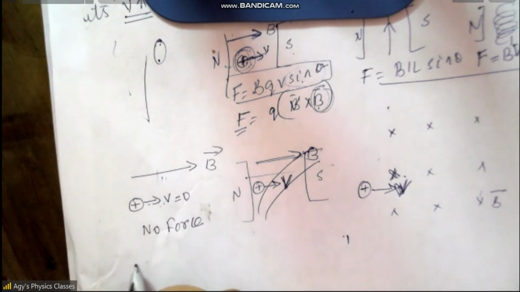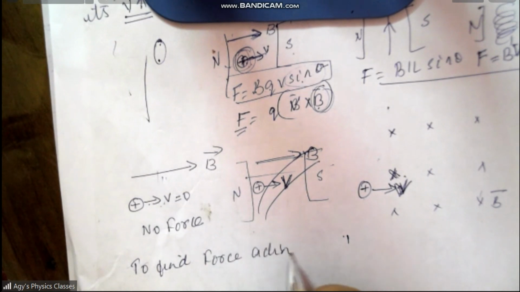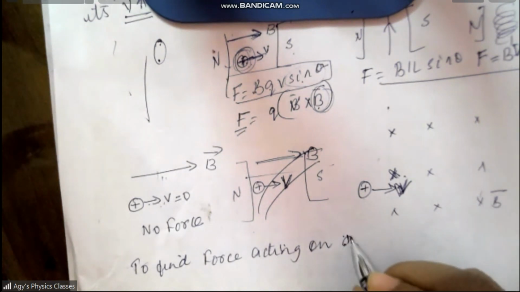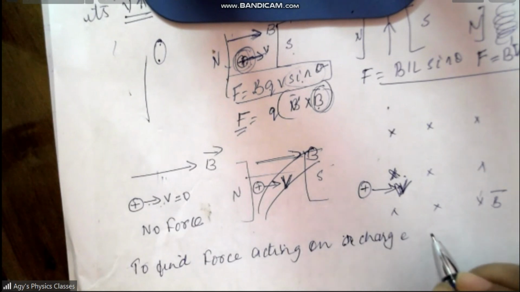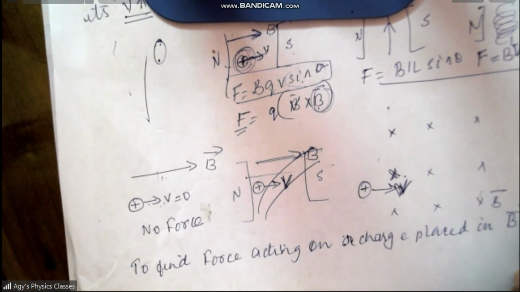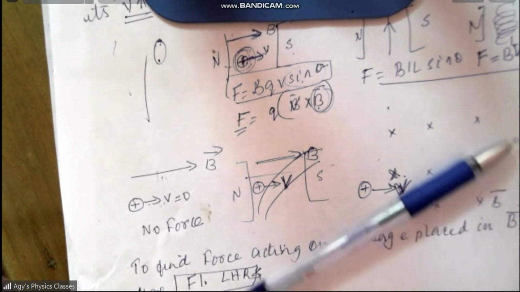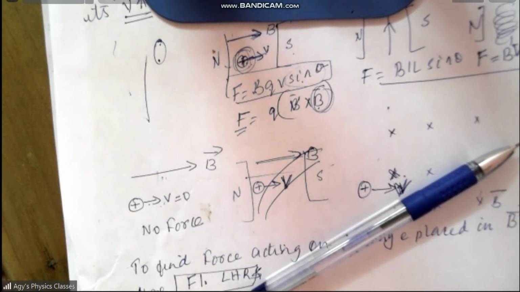To find the force acting on a charge placed in magnetic field B, what we have to do is use Fleming's left hand rule. What is Fleming's left hand rule?